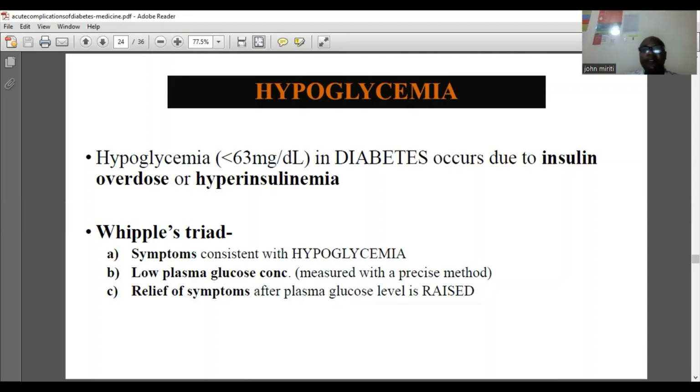So there is something called Whipple's triad. It is symptoms consistent with hypoglycemia, low plasma glucose concentration, and also relief of symptoms after the plasma glucose level is raised.